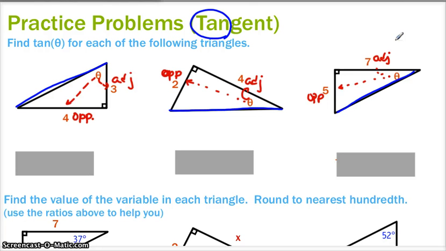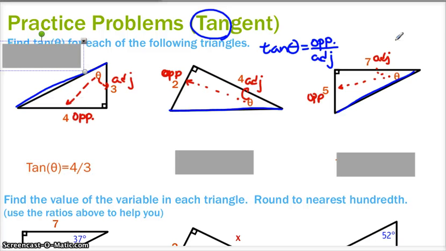Because we're dealing with tangent, tangent of theta always equals the opposite length on top and the adjacent length on the bottom. So when I set this up, my first one's going to be the tangent of theta. The opposite value is the 4, it's going on top of the fraction. The adjacent value is the 3, so it's going on the bottom.